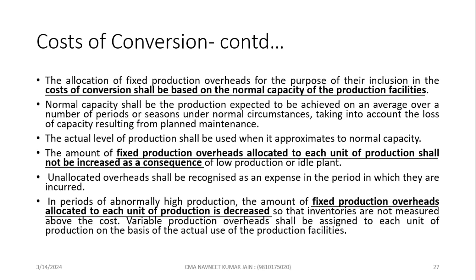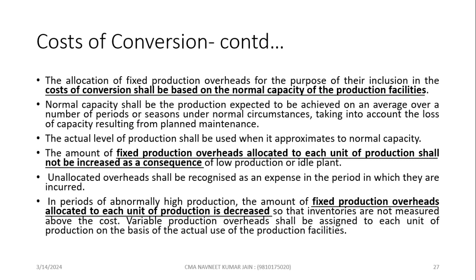So considering the normal circumstances, we take into account the loss of capacity from planned maintenance, because planned maintenance is an allowed activity, a normal cost. So we can reduce that from the calculation of normal capacity. The actual level of production shall be used when it approximates to normal capacity. Now, this is again a concept which is given. As per ICDS, if the actual production is approximately close to normal capacity, the actual level of production shall be used for the allocation of the amount of fixed overheads.